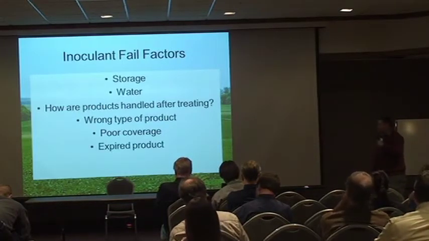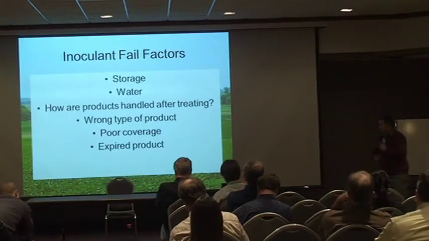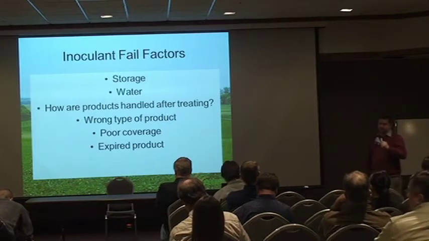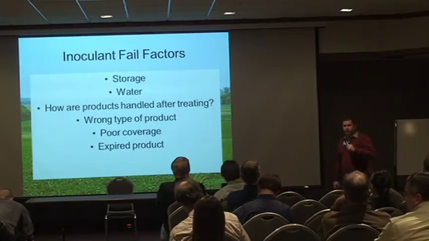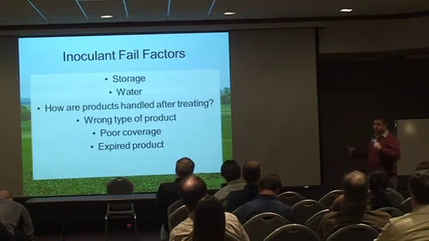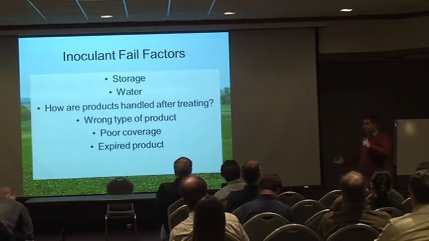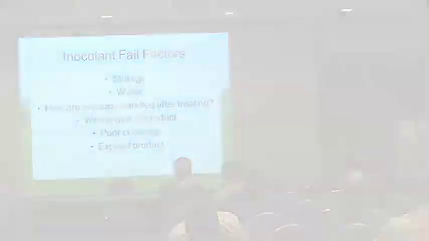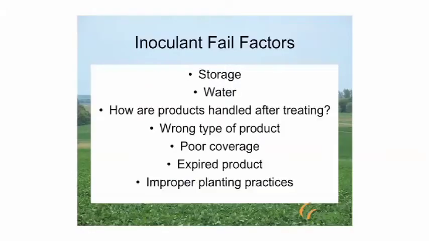The other thing is expired product. Inoculants do have an expiration date. It's not like buying a 2.5 gallon jug of Buctrol. You can keep that for 5 years and it's still going to work. Inoculants do have an expiration date. Some of them are 1 year, some of them are 2 years. So you need to make sure that you're checking expiration dates and making sure you have fresh product if you're going to use a biological application.